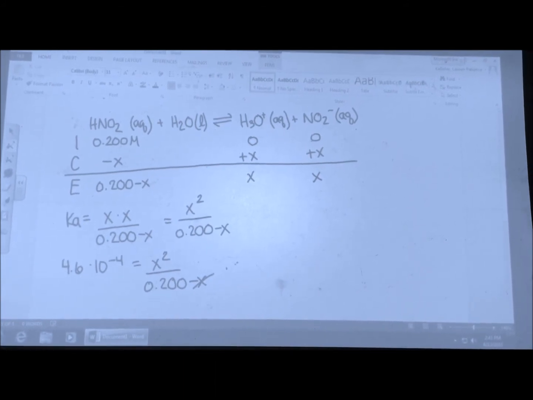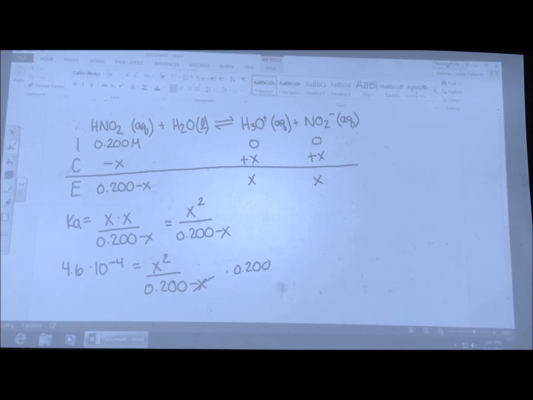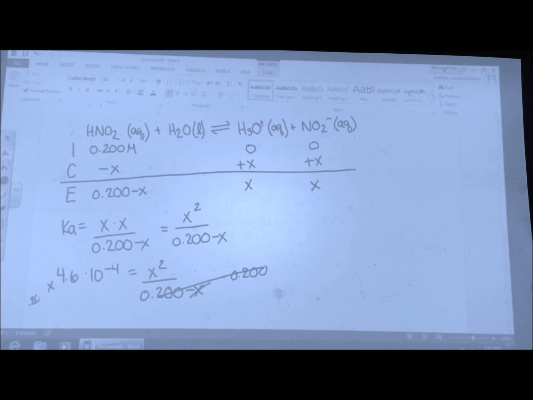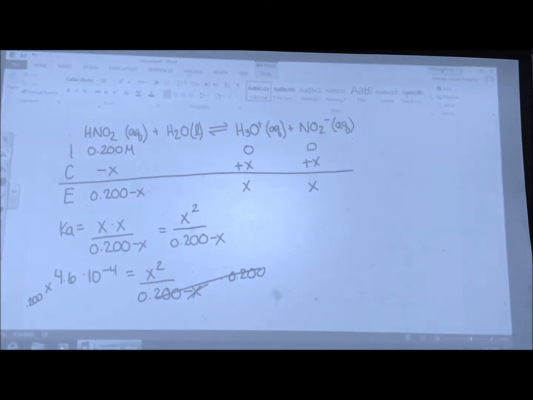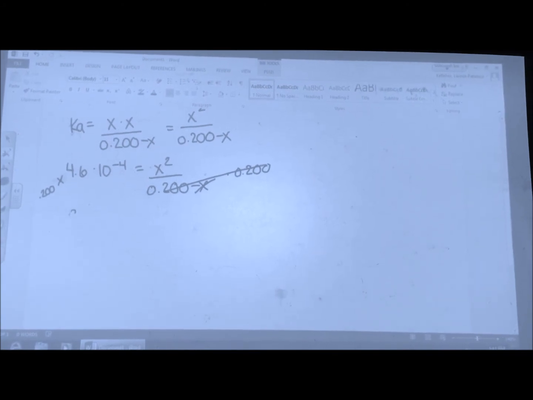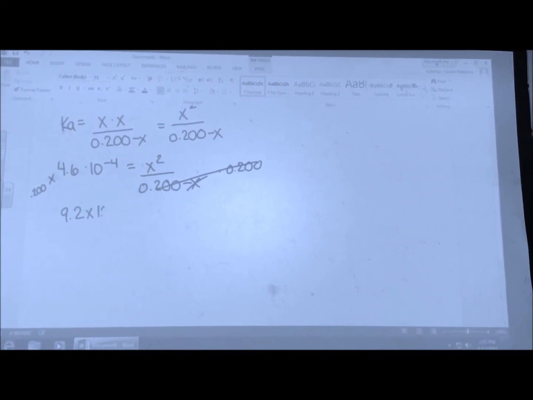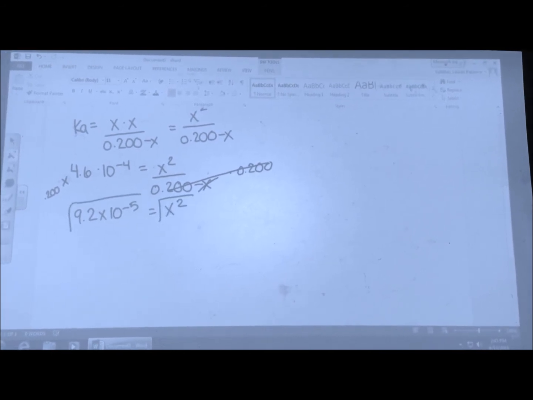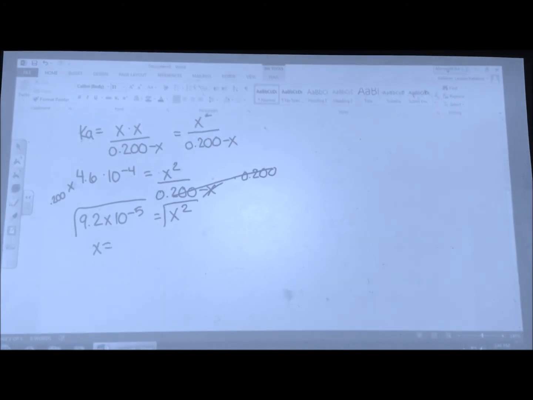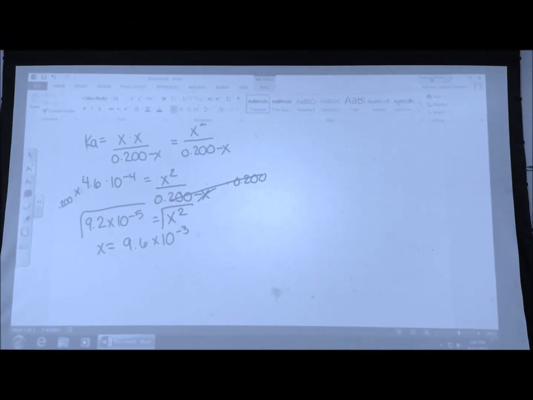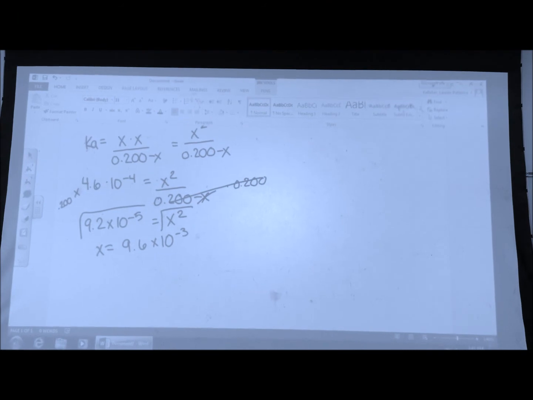We'll multiply by 0.200, canceling that out. Multiply this side by 0.200. And we will get 9.2 times 10 to the negative 5th equals x squared. From here, we're going to do the square root, and we find that x equals 9.6 times 10 to the negative 3rd.